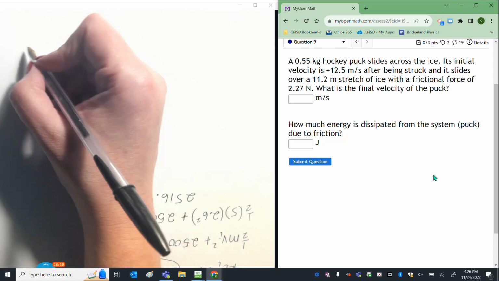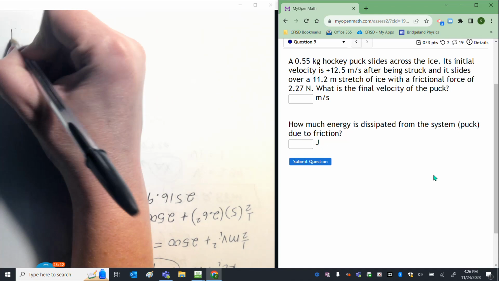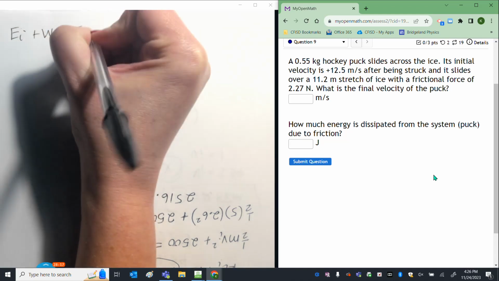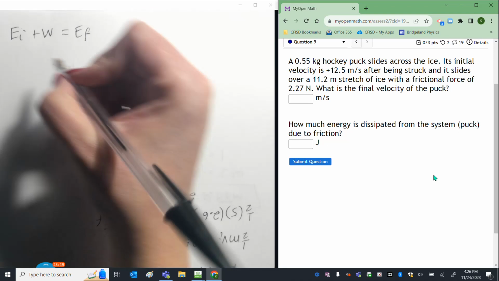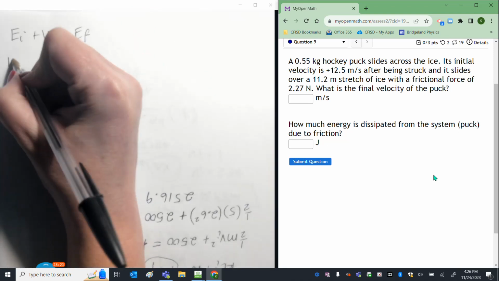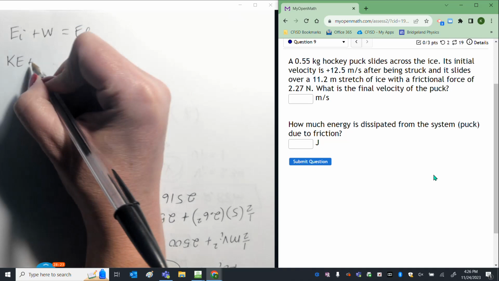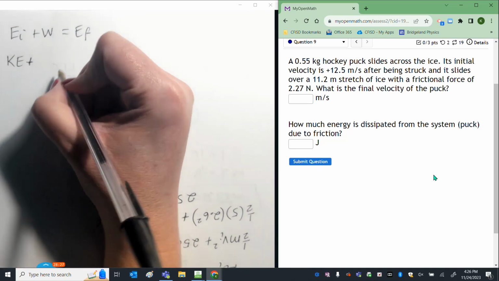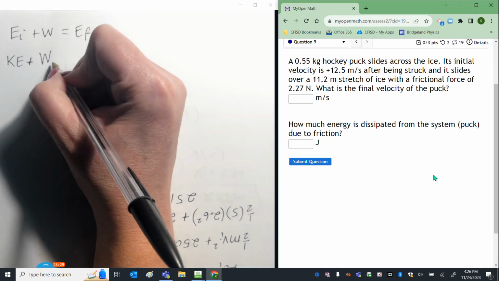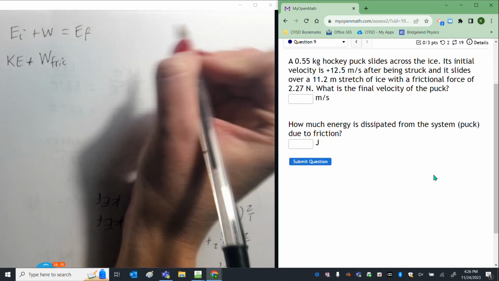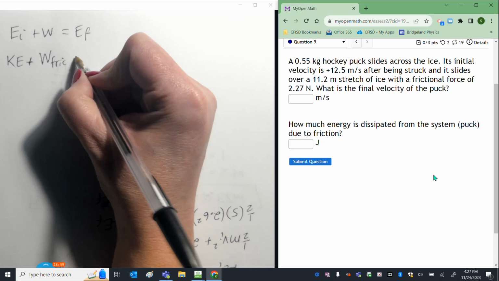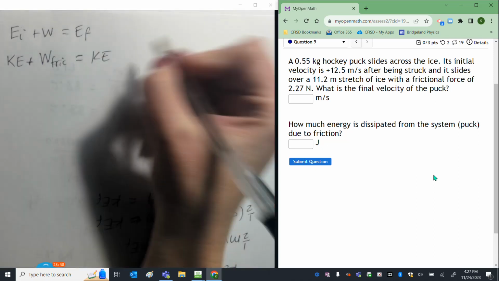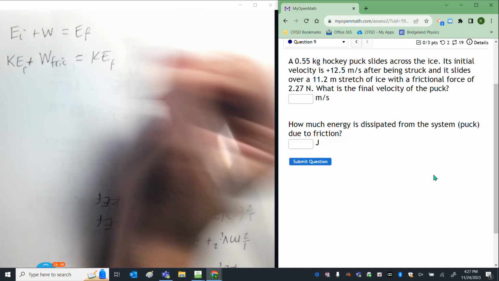So again, energy transfer equation. There's an initial energy of this puck, there's work done on this puck, and that's going to result in the final energy it has at the end. The energy it has initially is kinetic energy. The work that's being done on the puck here is work done by friction, because it's talking about after it's been hit. After it's been hit, it slows down a little bit because it goes over a frictional surface, and it's still moving at the end with kinetic energy. Okay, it's just moving a little bit slower.